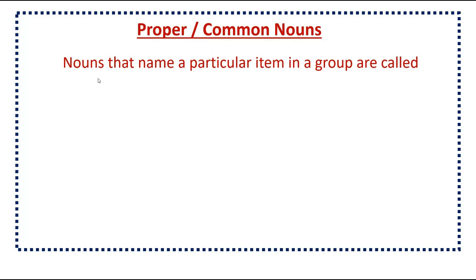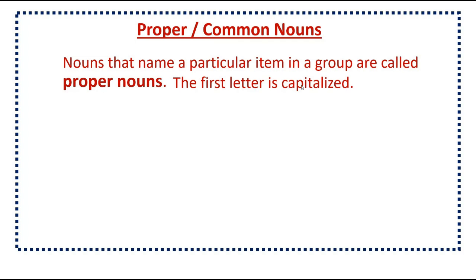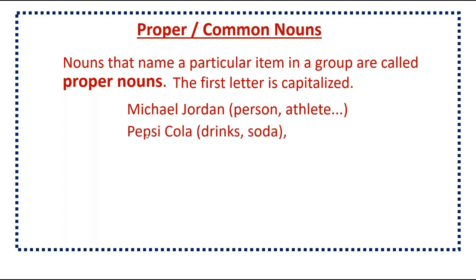Proper and common nouns. Nouns that name a particular item in a group are called proper nouns. The first letter is capitalized. Example, Michael Jordan. So, Michael Jordan is a person, an athlete. Pepsi Cola. So, Pepsi Cola is a kind of drink. It is a soda. New York City. This is a place.